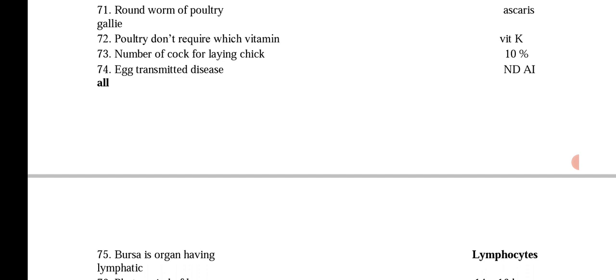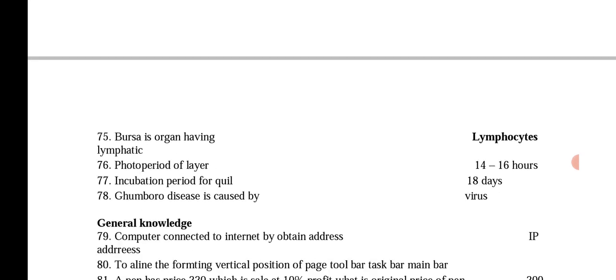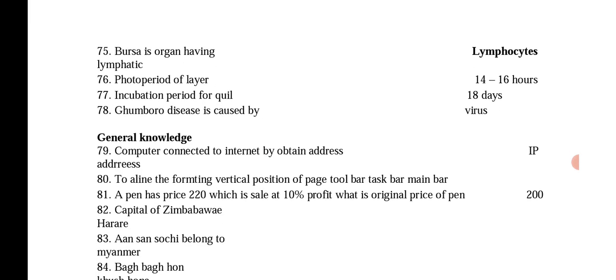Egg transmitted diseases include Newcastle disease, avian influenza and salmonellosis. They are all egg transmitted diseases. The bursa is the organ having lymphocytes. The photoperiod for layers is 14 to 16 hours. These are the required day length for layers.